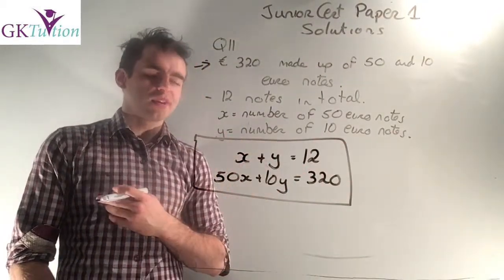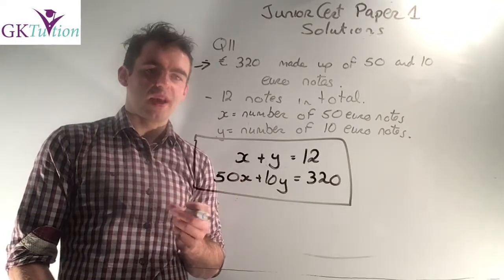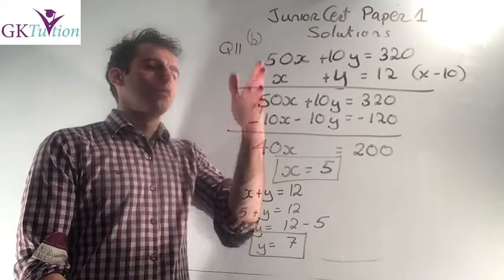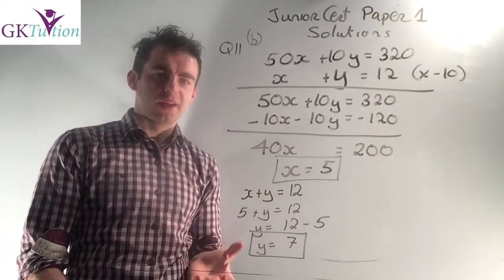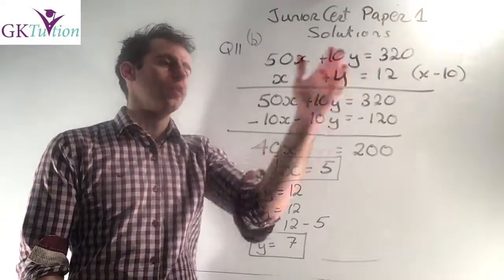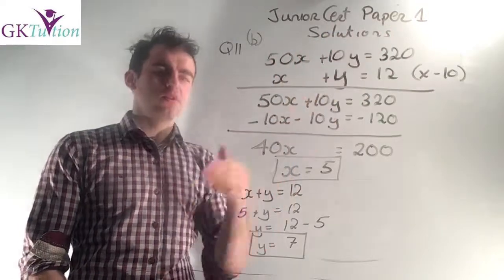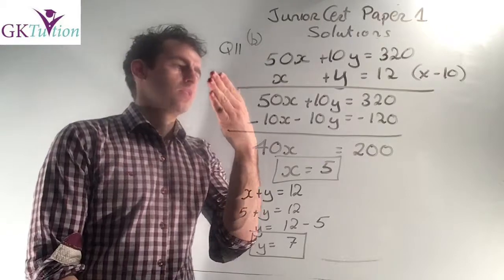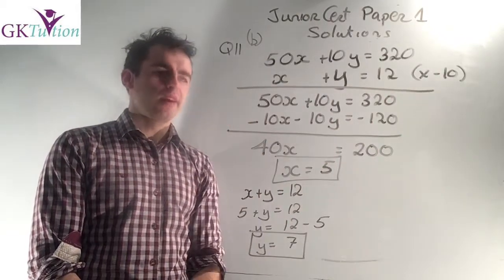And now the next part of the question, we need to solve this equation to find the value of x and y. Okay, so for question 11, I have two equations, two unknowns, so it's clearly a simultaneous equation. So I've lined them up, x's under x's, y's under y's, and numbers under numbers. I'm going to try and get rid of my y's here, which means I've decided to multiply the bottom line by minus 10.